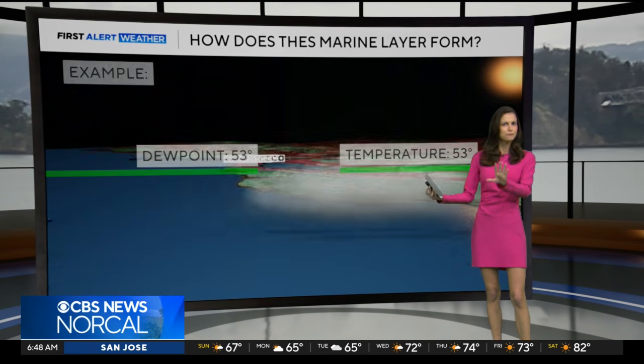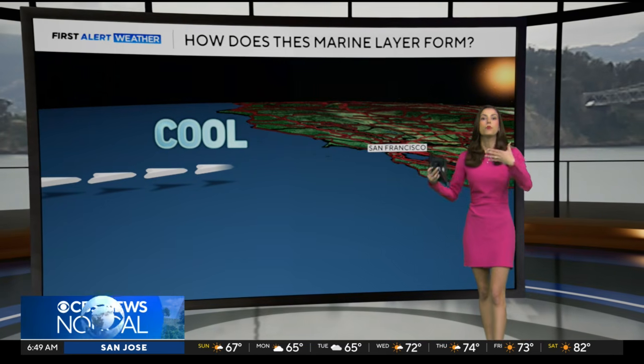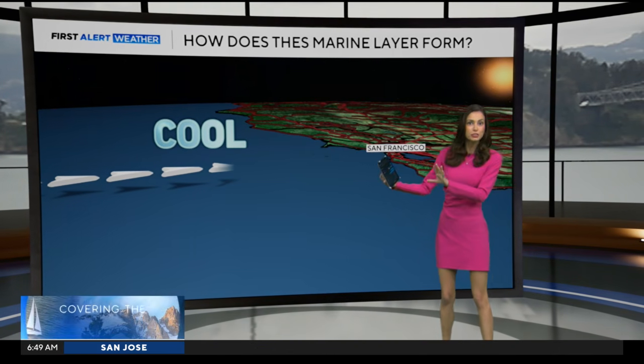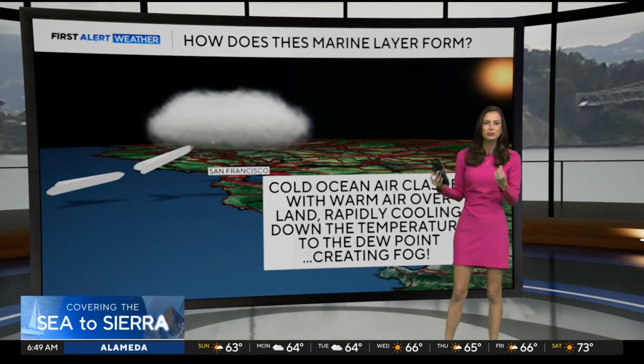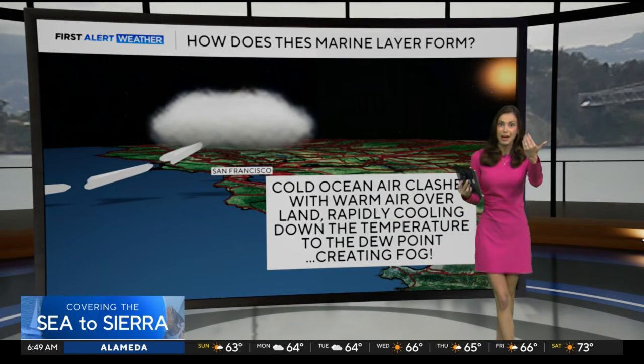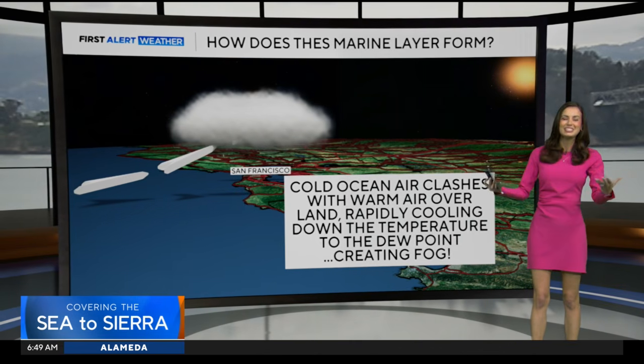But for California specifically, cold water in the ocean gets upwelled along the west coast. And those westerly winds over the Pacific push that cold air so it clashes with the warm air over the land. That rapidly cools the temperatures all the way down to the dew point, which creates fog.